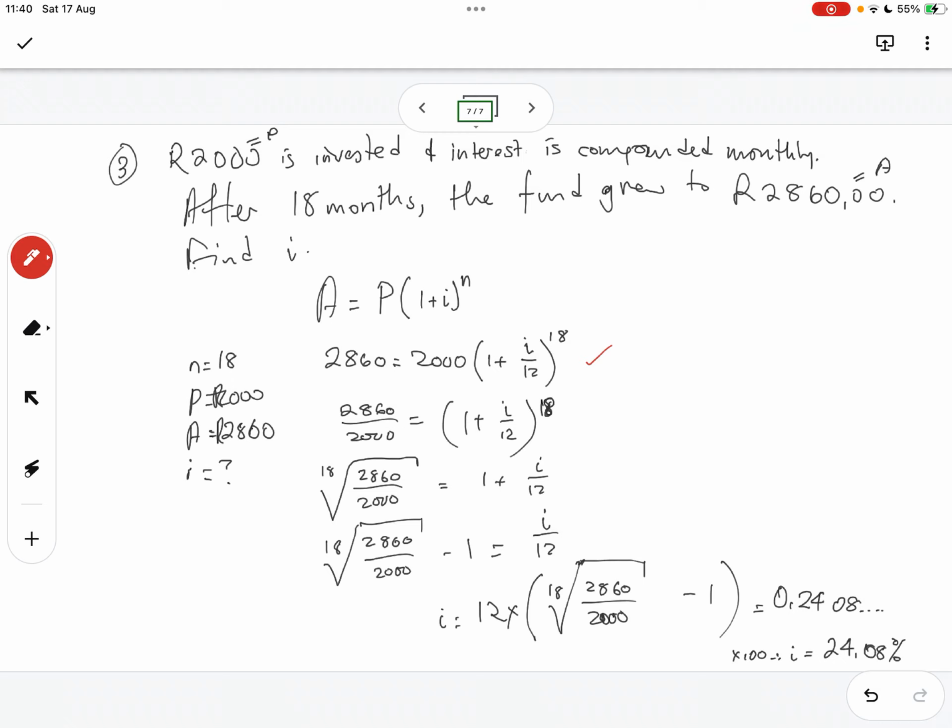So this is an example of the third one that we did, and here you'll get marks for the correct substitution, for the multiplicative inverse maybe, and perhaps for getting to this stage. 1, 2, 3, and also for your interest rate in percent, 4.